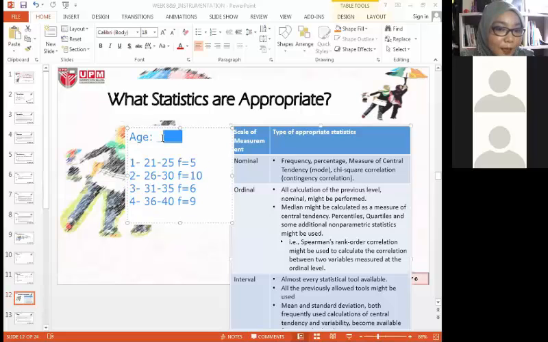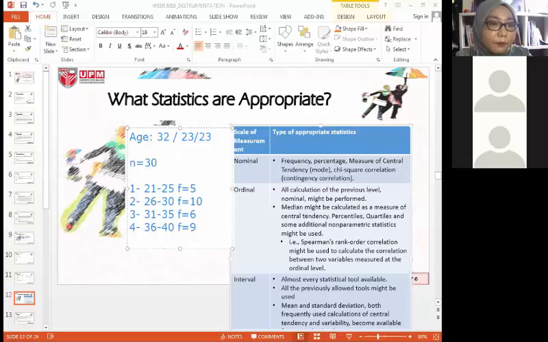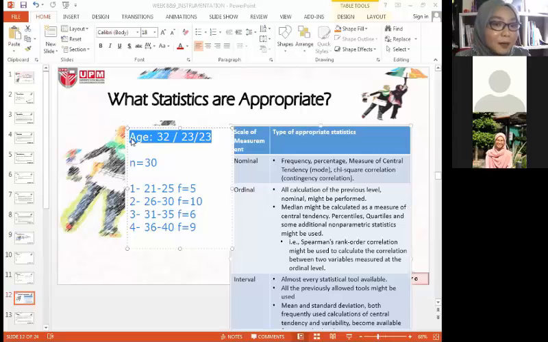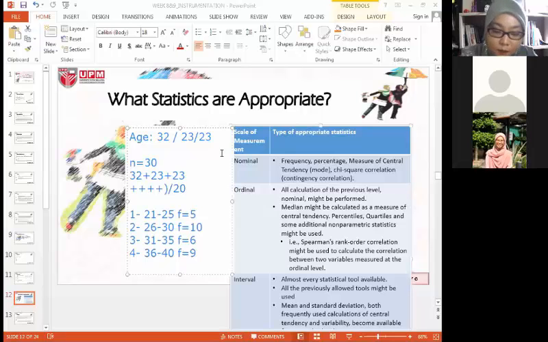But if let's say you collect your data like this, where you let each respondent personally state their age, for example my age is 32, and yours probably 23, and at the end of the day you have the frequency n equals 30. Is it possible for you to get the mean? Yes, now you can get the mean. How? You just add all the stated ages, 32 plus 23 plus 23 and so on, and then divide by 30 if you have 30 respondents. This one, yes, it is possible to get the mean.